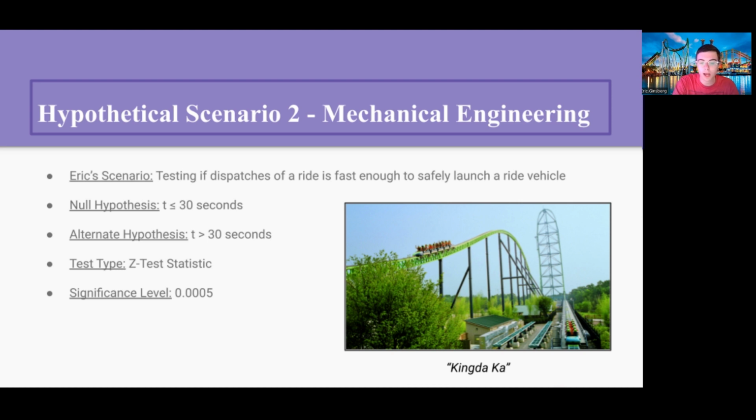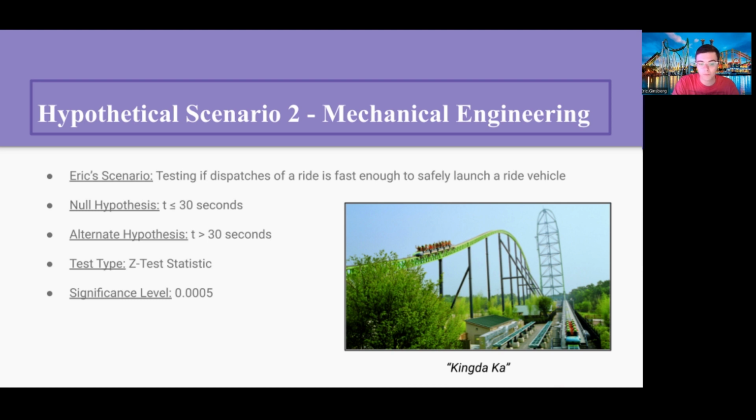The p-value calculated by this z-test statistic would then be compared to the p-value for a significance level of 0.0005. This is the most strict significance level possible, and it must be that strict as it is guest safety that is of the utmost importance to the engineer. While a less strict significance level could be used, again, guest safety is the most important in design, so it must be the most scrutinized.